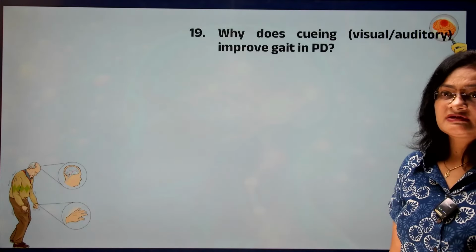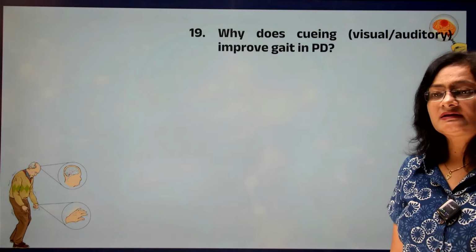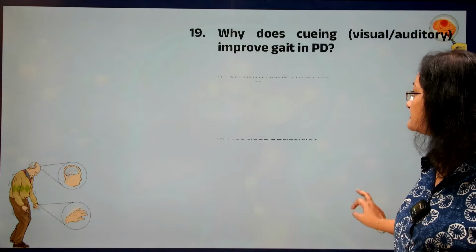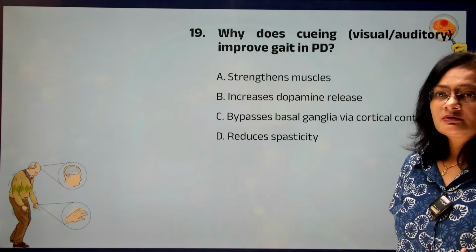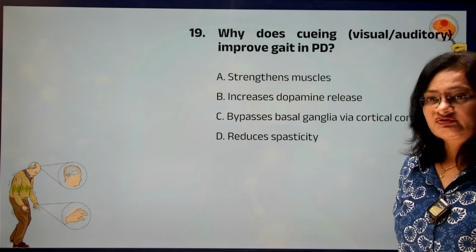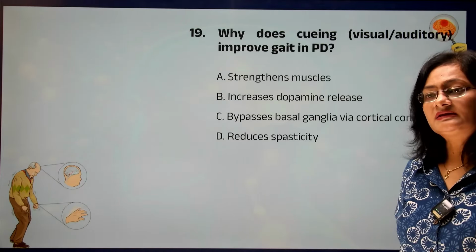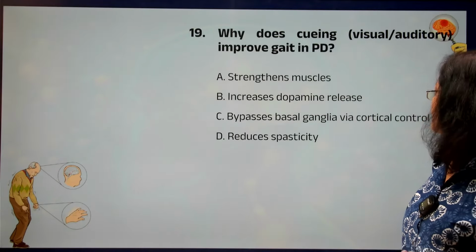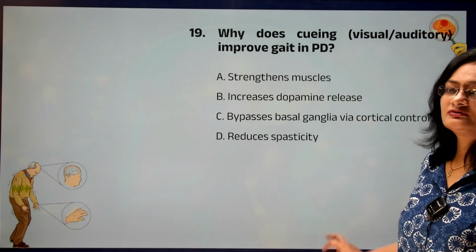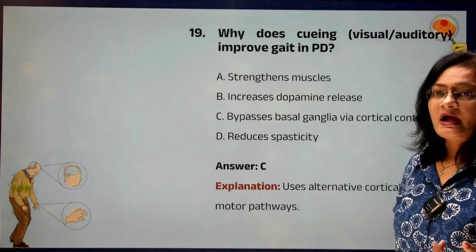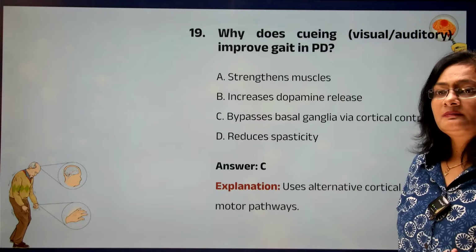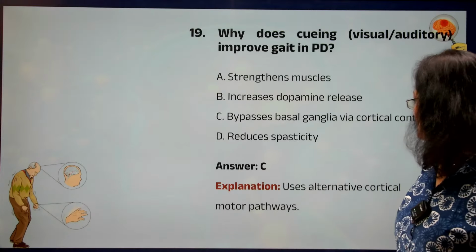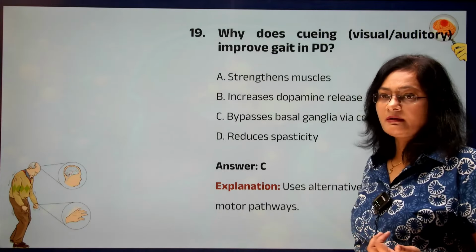So the first MCQ is: why does cueing, that is either visual cueing or auditory cueing, improve gait in Parkinson's disease? Does cueing strengthen the muscle, increase dopamine release, bypass the basal ganglia via cortical control, or reduce spasticity? The answer will be C. It will bypass the basal ganglia via an alternative cortical motor pathway.